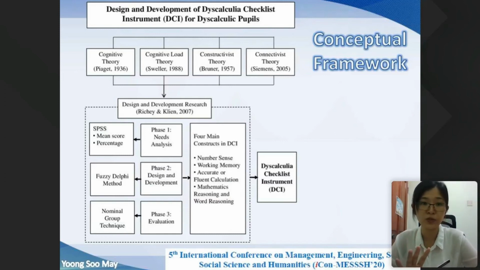The 4 underpinning theories to design and develop the Dyscalculia checklist instrument are Piaget's cognitive theory, Sweller's cognitive load theory, Bruner's constructivist theory, and Siemens' connectivist theory. Design and development research will be employed as the research approach. There are 3 phases, namely Phase 1 needs analysis, Phase 2 design and development, and Phase 3 evaluation. At the end of this study, the Dyscalculia checklist instrument (DCI) will be produced.